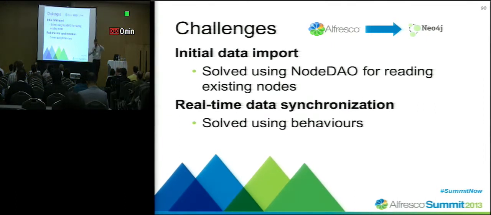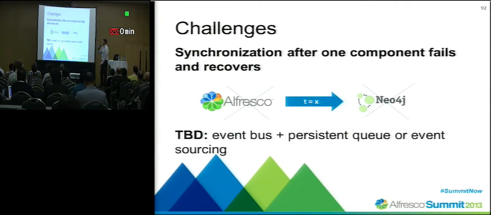We, of course, stumbled upon some challenges. Initial data import: at the end, we opted for reading data using Node.dao. And real-time data synchronization: behaviors hit the nail on the head. It was just what we needed to pick up all the changes in Alfresco data and sync that back to Neo4j. There is also a third challenge that we are currently facing and resolving, and it deals with synchronization after one component fails temporarily and then recovers. And we plan to solve that using an event bus with a persistent queue, or maybe even with event sourcing.